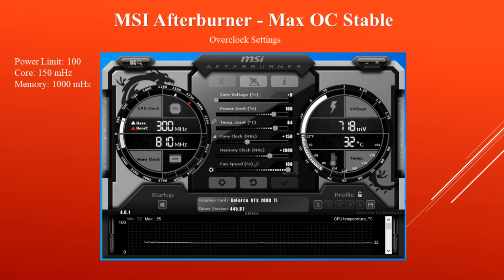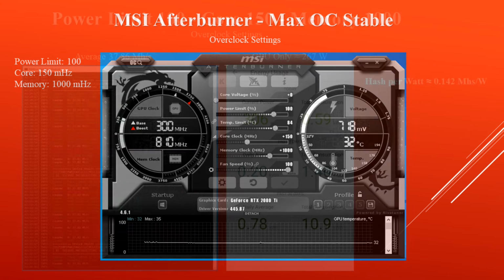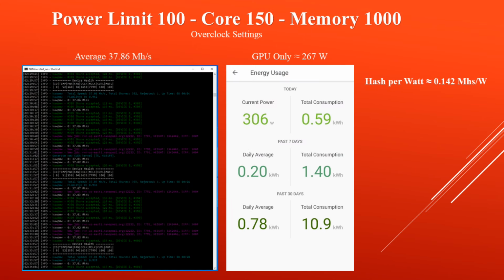Okay, so now the max overclock settings I could set without crashing the card and keeping it stable. I put the core at 150, the memory at 1000, and the power limit at 100. So now I was averaging around 37.86 mega hashes, and the GPU itself was only pulling around 267 watts. So now the average hash per watt is about 0.142 mega hashes per watt.